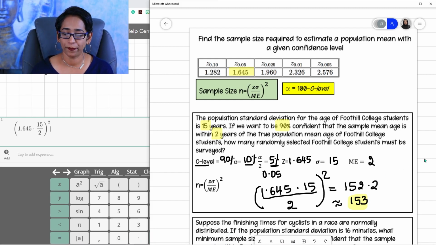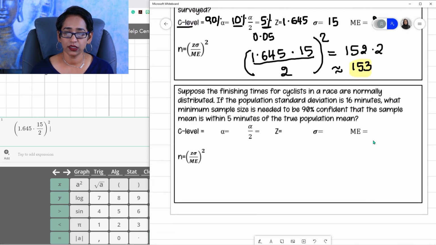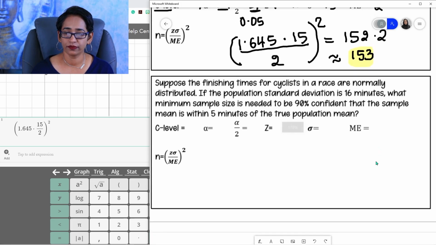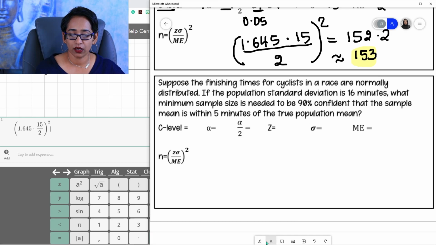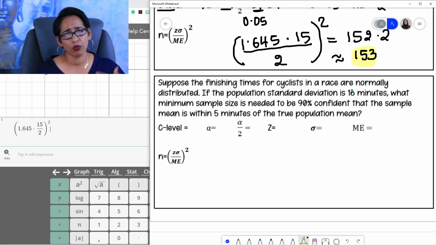Let's do one more. Okay. This is good. So what do I have here? Again, I get my handy dandy tool I always like to highlight. Suppose the finishing time of cyclists in a race are normally distributed. If population standard deviation is 16, what is the minimum sample size? So they're asking you for n value. You need to be 90% confident. The sample mean is within 5 minutes, within, give or take, plus or minus, right? So let me write down what information I have. Standard deviation is 16 minutes, within 5, so my margin of error is 5.